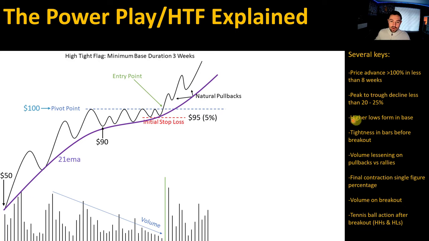Tightness in bars before, preferably the base is building higher lows, volume lessening on pullbacks versus rallies, the final contraction ideally in single figures to control the risk, the volume on the breakout, and you'd like to see tennis ball action thereafter as well. So higher highs, higher lows. Just on the final contraction single figure percentages, it's also the reason it's important is to also control the risk, but it's also an indication that there isn't much selling pressure, there isn't much supply coming to the market. If the volume is dried up on a relative basis, say below the 30 bar average, okay, and it's building higher lows, it's just an indication that actually, yeah, there isn't too much supply that's coming to the market.